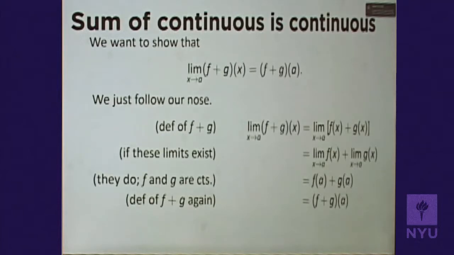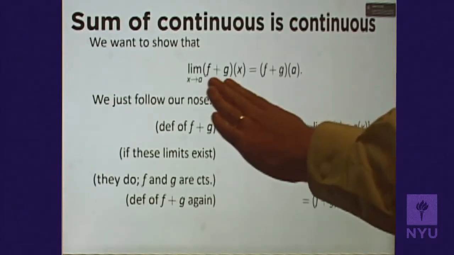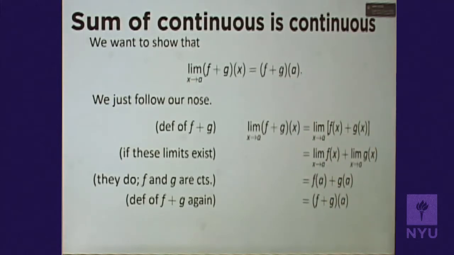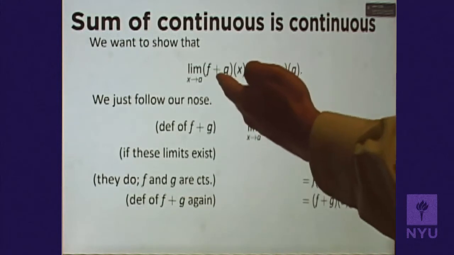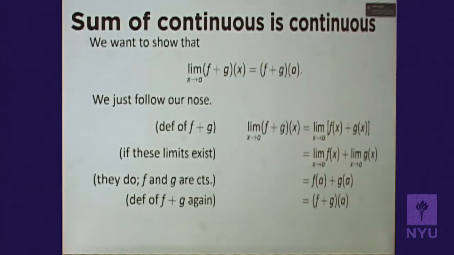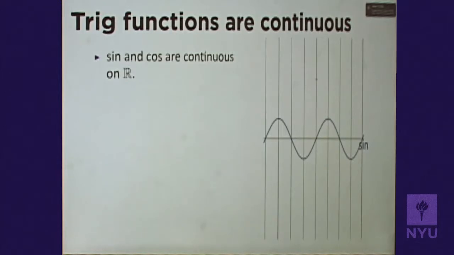And for all the other situations, the proofs are pretty much identical. If you want to change this plus to a minus, you'll have shown that the difference of continuous functions is continuous. Change this to a multiplication sign. That shows that the product of continuous functions is continuous. Change it to a division symbol, and you've shown that the quotient of continuous functions is continuous as long as you're not trying to divide by 0. So that works, and all the rest of them work in the same way.